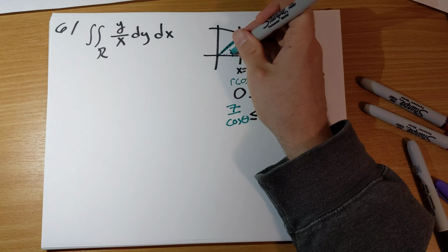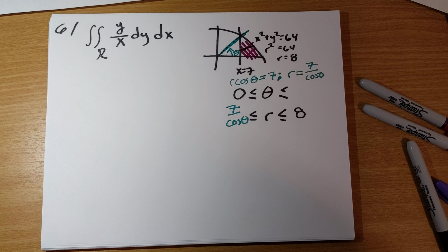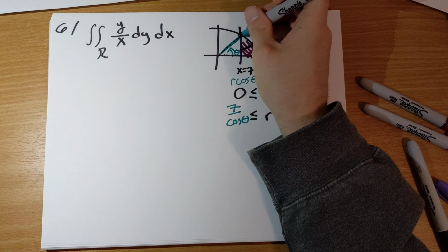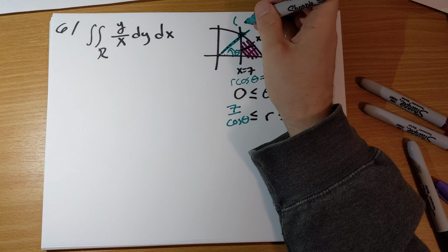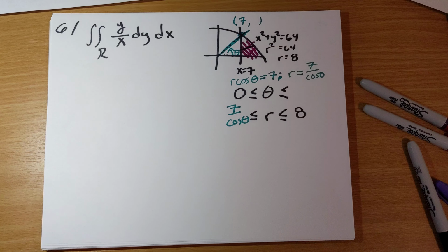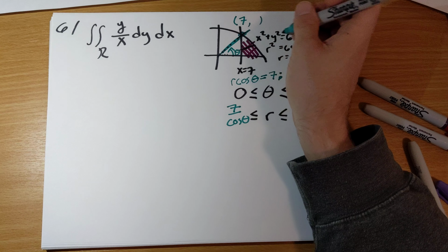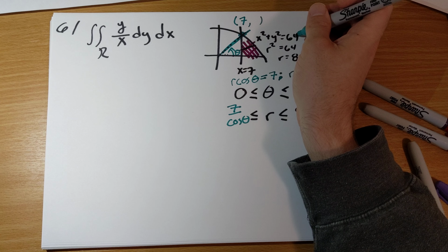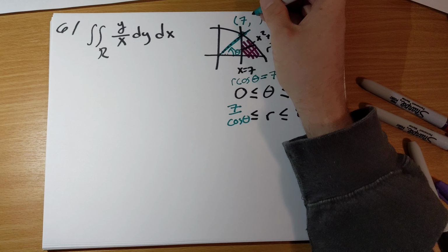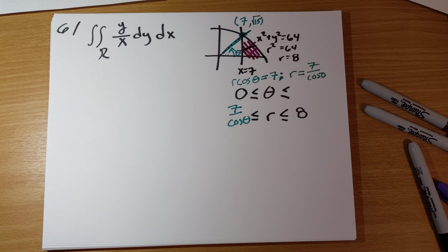As for theta, what theta corresponds to this angle right here? Well, let's think about this point right here. What are the coordinates of this point? The x value is 7, and then the y value needs to be such that 7 squared plus y squared is equal to 64. And so y squared is going to be 64 minus 49. y is the square root of 15.